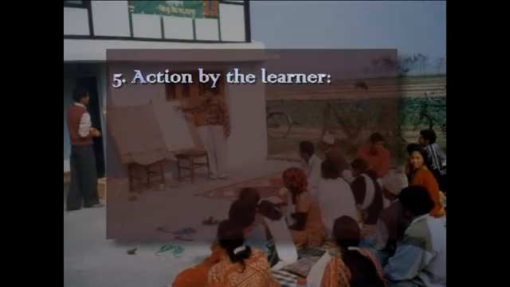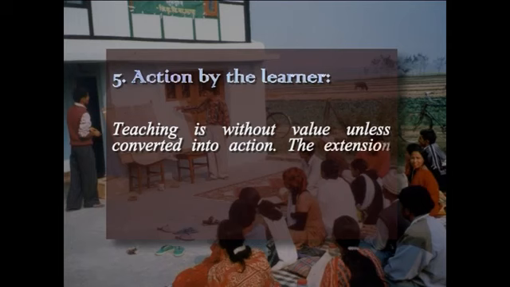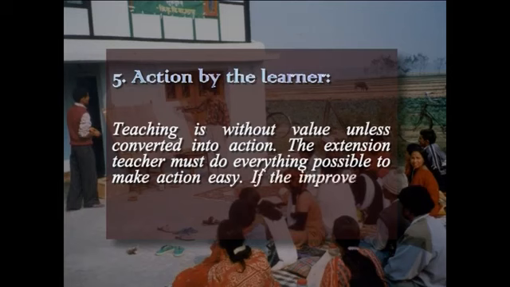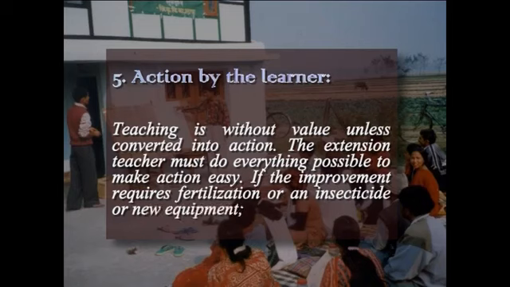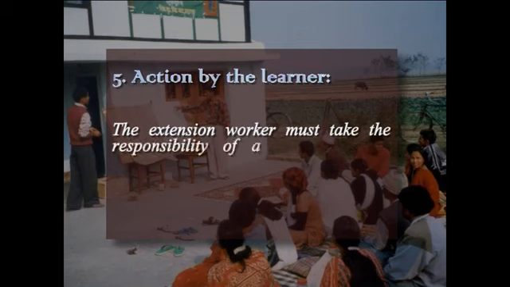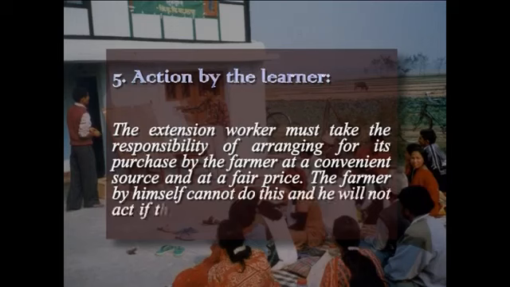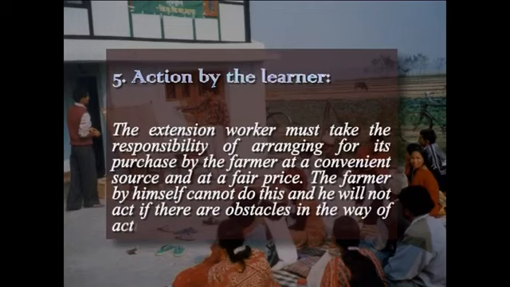Number 5. Action by learner. Teaching is without value unless converted into action. The extension teacher must do everything possible to make action easy. If the improvement requires fertilizer or an insecticide or new equipment, the extension worker must take the responsibility of arranging for its purchase by the farmer at a convenient source and at a fair price. The farmer by himself cannot do this, and he will not act if there are obstacles in the way of action.